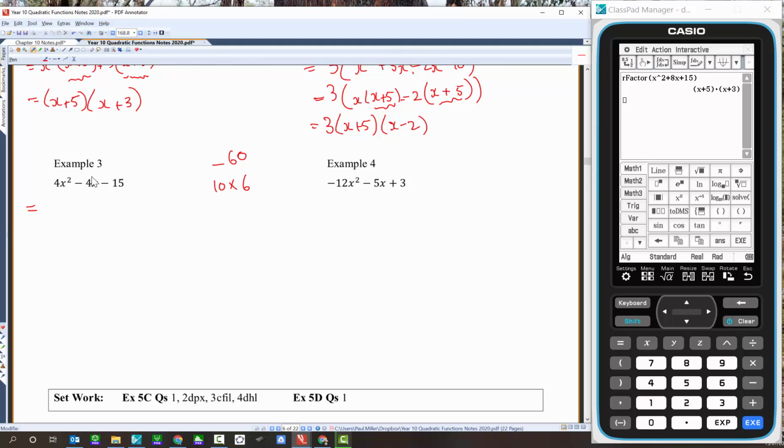I can just see that I'm after a negative 4. So my feeling is that this is going to give us it. Now, to make negative 60, one of these has to be negative, and I believe it's this one, because negative 10 plus 6 will give me negative 4. So let's copy it in. 4x squared, take 10x plus 6x, take 15 is my rewritten trinomial. So is this true? Negative 10x plus 6x equals negative 4x.